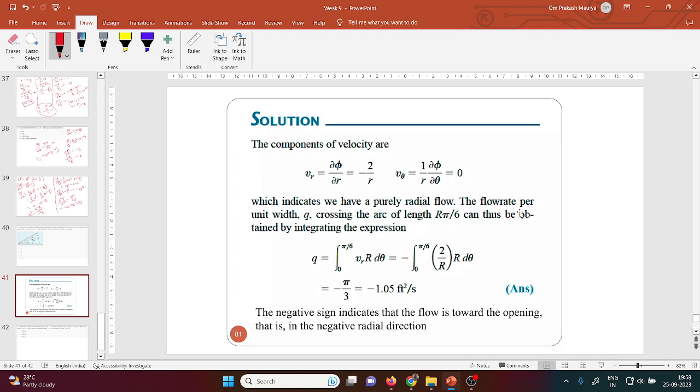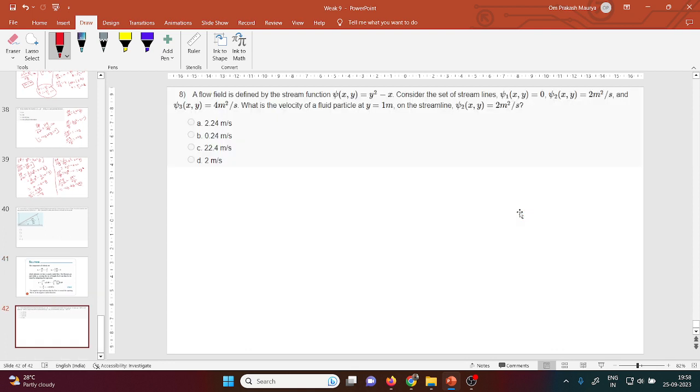You have taken the screenshot of this solution? Yes, sir. Okay. Now question number 8. A flow field is defined by the stream function. You know the stream function already. Why are we using the stream function? Because it reduces the dependent variables. And considering the set of streamlines, the first is 0, the second one is 2 meter square per second, and the third. What is the velocity of the fluid particle at y equal to 1 meter on this second streamline?